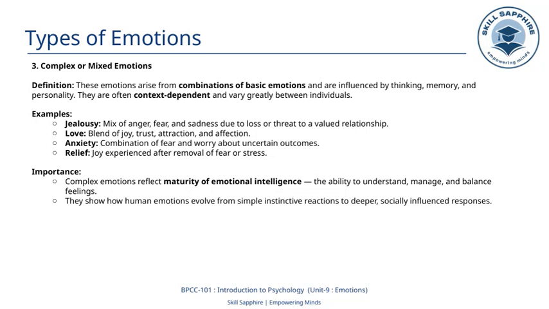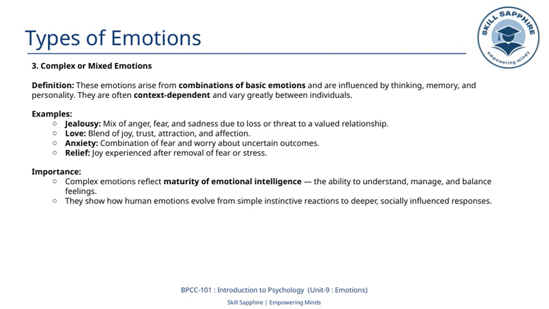Now, let's look at the concept of complex or mixed emotions. These are emotions that don't come from a single basic feeling, but rather from a combination of them. They are influenced by our thinking, memory, and even our personality, which makes them very individual and context-dependent. For example, jealousy often involves a mix of anger, fear, and sadness, especially when we feel there's a loss or a threat to something we value deeply, like a relationship.